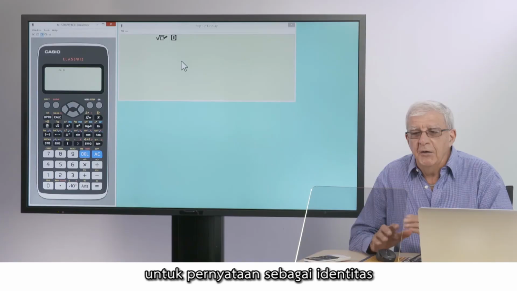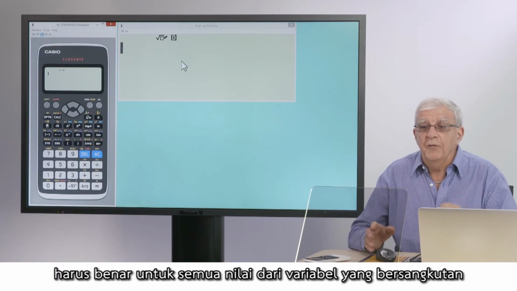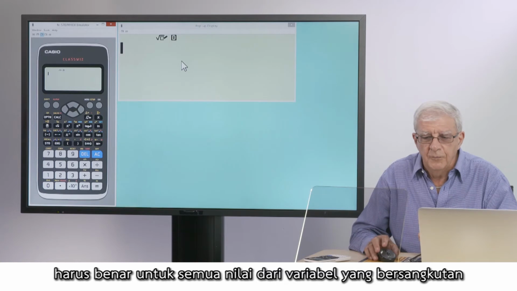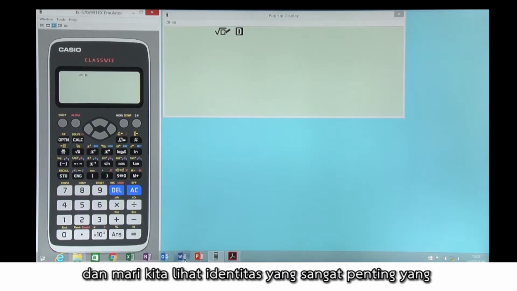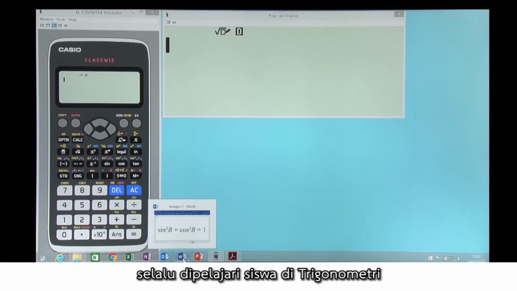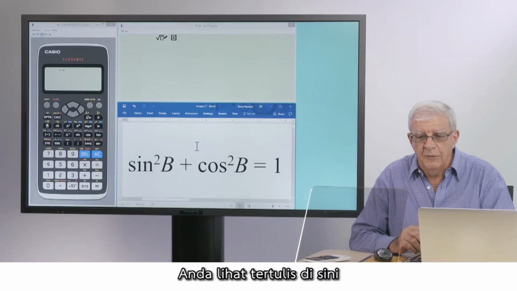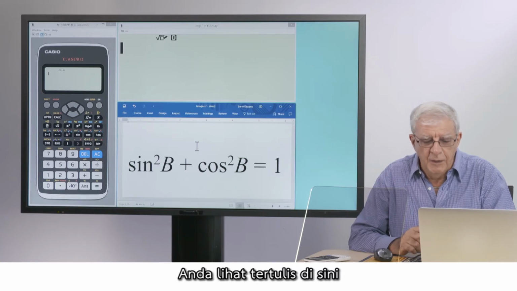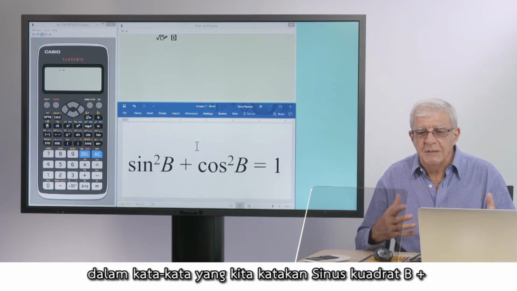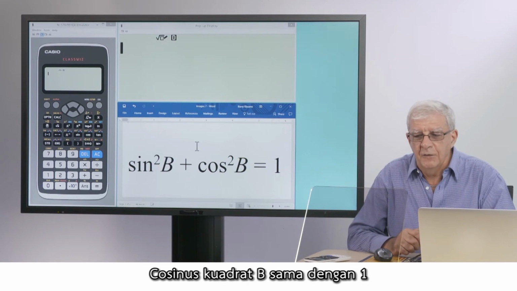For a statement to be an identity, it must be true for all values of the variables concerned. Let's look at a very important identity that students always study in trigonometry, the so-called Pythagorean identity between sine and cosine, as you can see written here. In words we say sine squared b add cosine squared b is equal to 1.